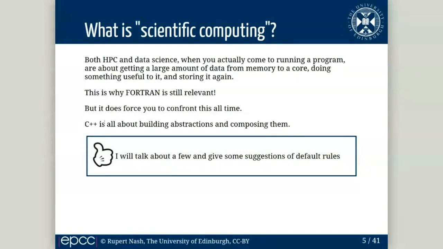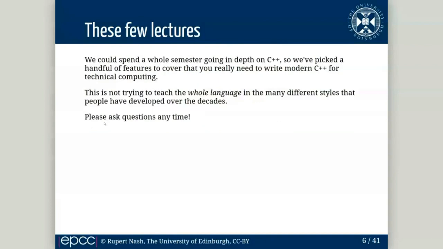However, what we're looking at here is how C++ is about building abstractions and, as it says here, composing them together. So we'll talk about a few of these and give some default rules to follow. C++ is a large language, and we could spend, as it says here, a whole semester going through it. So we've looked at some of the key features that will really help you to write what we call modern C++ programming for scientific computing, particularly. We're not trying to teach you the whole language, there are many different styles for writing programs in C++. And that would take a very long time if we're going to actually teach the whole language. So we're going to focus on the key things that are going to help you write your better codes. And as it says, please ask questions at any time.